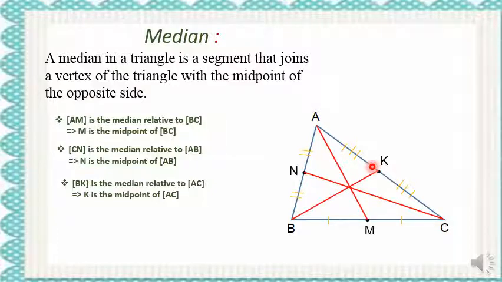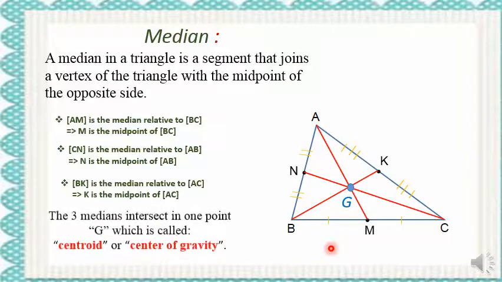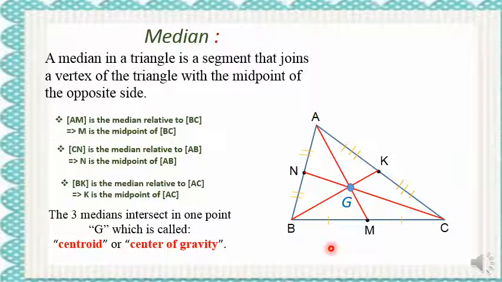Now look, what do we notice? We notice that the three medians are concurrent. It means they intersect at the same point. In this case, I'm going to name the point G. But the point G has a name. In all cases and in all triangles, the three medians intersect in one point, which is called the centroid, or the center of gravity.